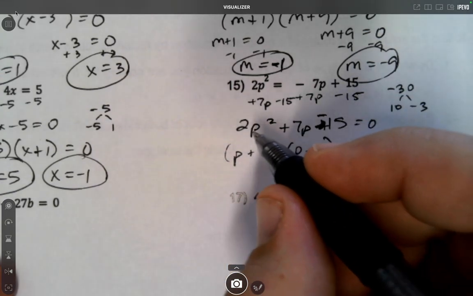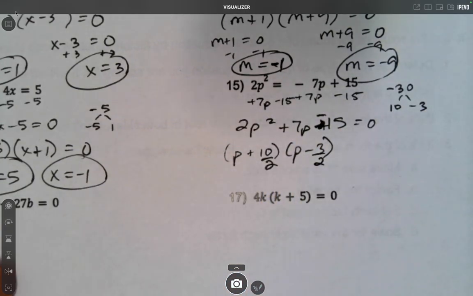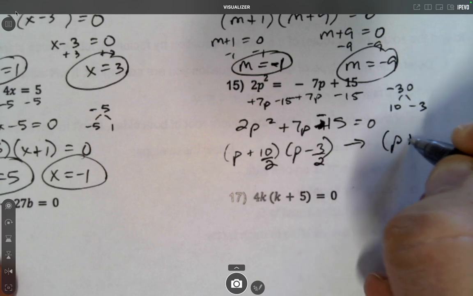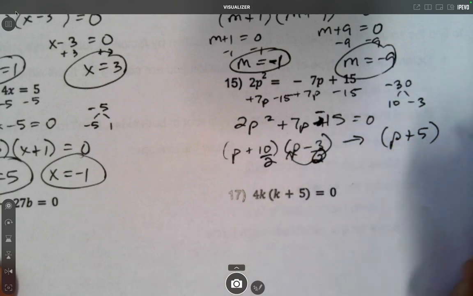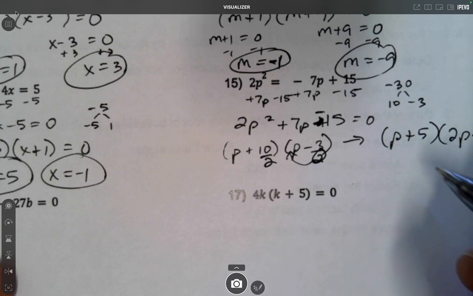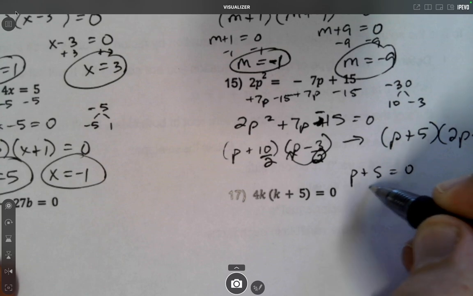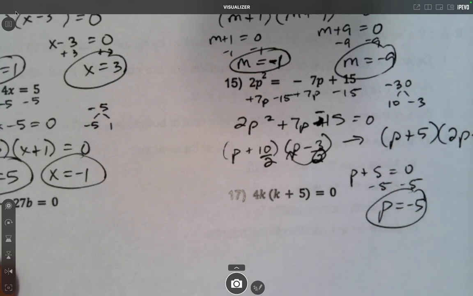But then that 2 we tried to ignore comes back. 10 over 2 reduces to p plus 5. This will not reduce, so we bring this 2 up top. We bring the bottom up and do 2p minus 3. So we set this one equal to 0, p plus 5 equal to 0. Subtract 5 from both sides, we get p equals negative 5.